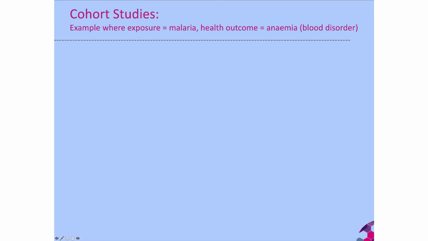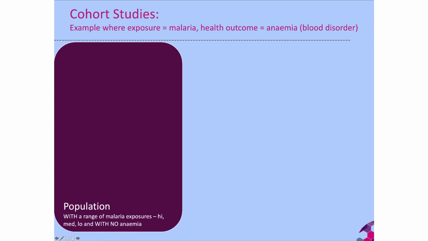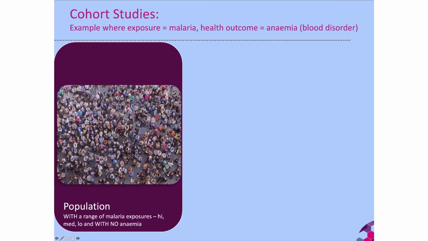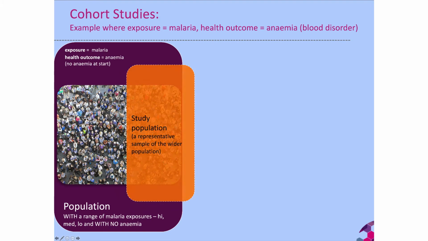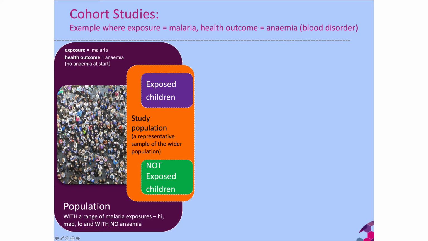So let's look at an example of this in action to help you think about it more clearly. So we start off with the population with a range of malaria exposures, high, medium and low, but with no anemia. And this population is a population of children. We have our study population of children, which is a representative sample of children from the wider population. So we have a group of exposed children exposed to malaria and a group of children who are less exposed or not exposed to malaria.